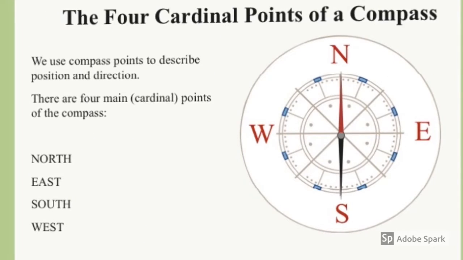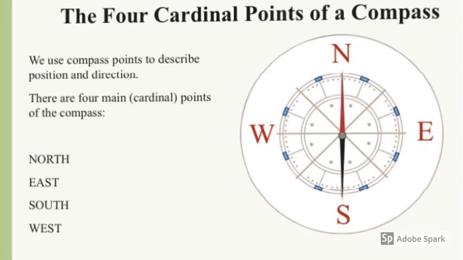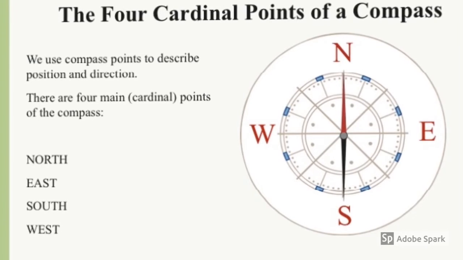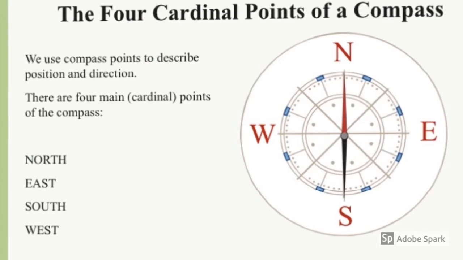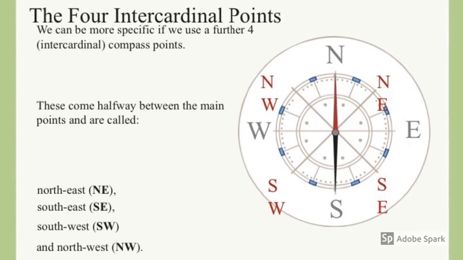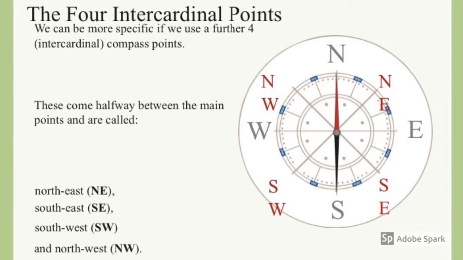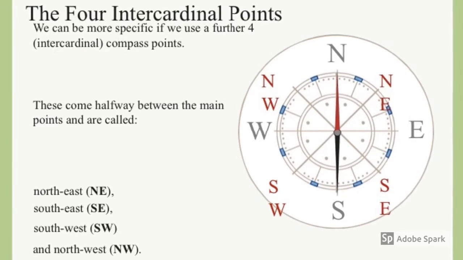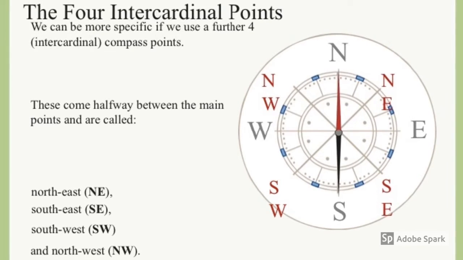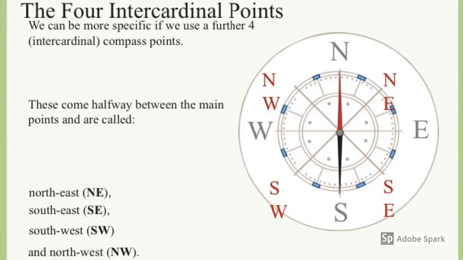So let's have a look at the 4 cardinal points of a compass. We use compass points to describe position and direction, and there are 4 main cardinal points of the compass: north, east, south and west. In between each of the 4 cardinal points, there are 4 intercardinal points. These come halfway between the main points and are called northeast, southeast, southwest and northwest.